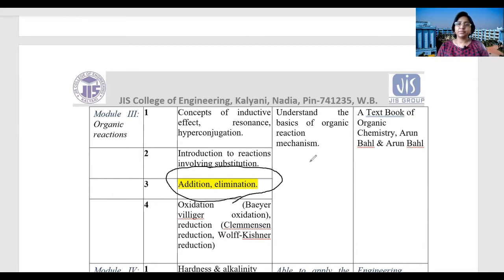From this chapter, the students will understand the basics of organic reaction mechanisms, that means how the reactions take place. They can also predict the product of different reactions: if the reagents and conditions are given, they can tell what the product will be. So this is the outcome. The textbook is given here, so you can avail it from our library.